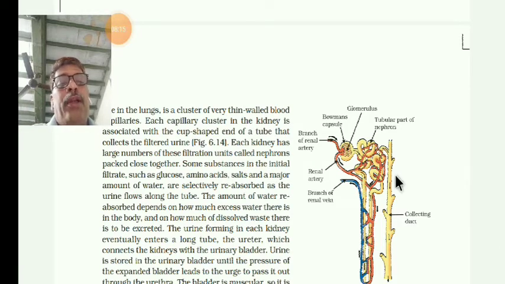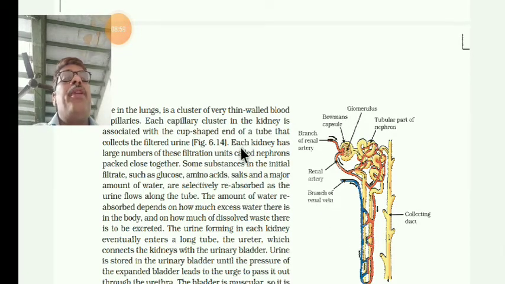So the blood flows through the glomerulus. The waste is filtered in the Bowman's capsule. Then it reaches the renal artery. Here 90% is filtered and removed, and some is completely reabsorbed. If all the waste goes outside, then you cannot live. So reabsorption also takes place. In the second process, reabsorption, then urine formation takes place.